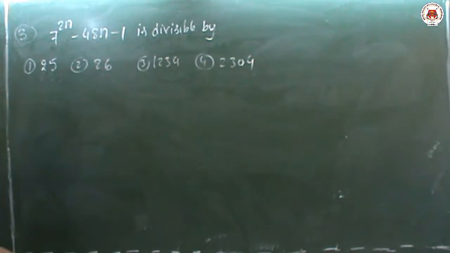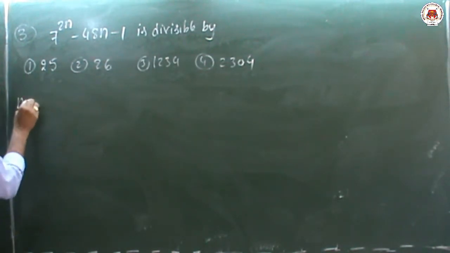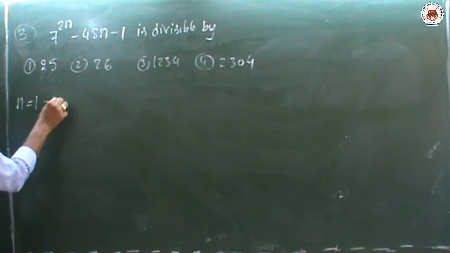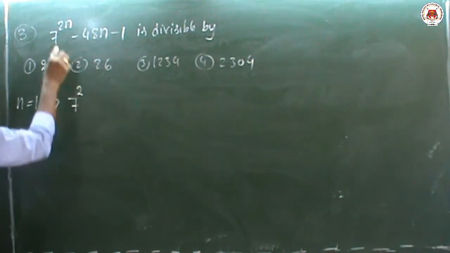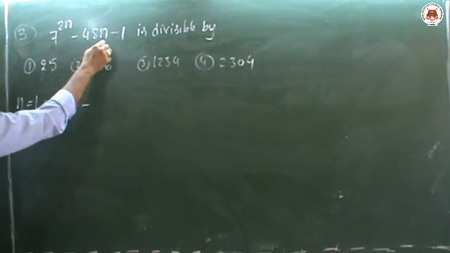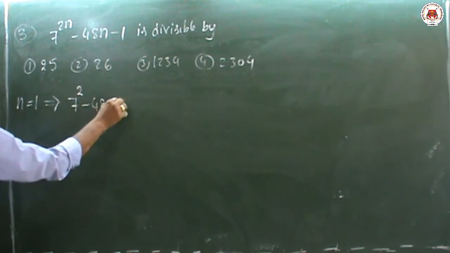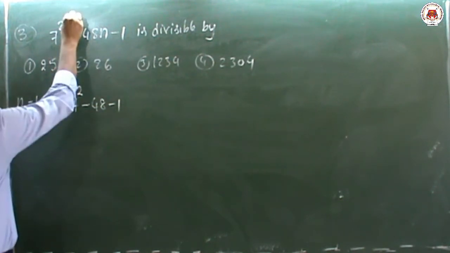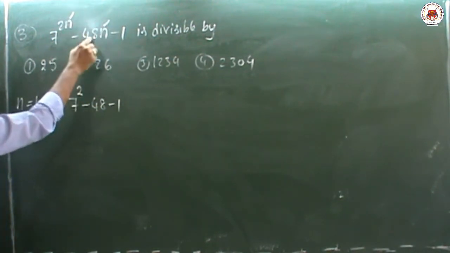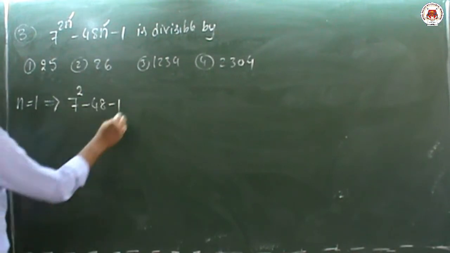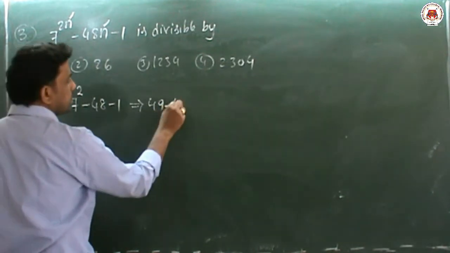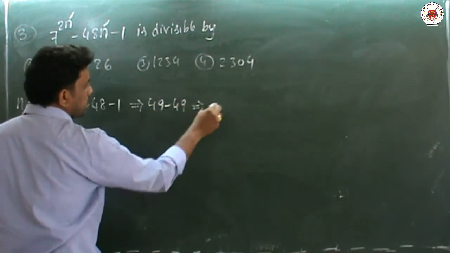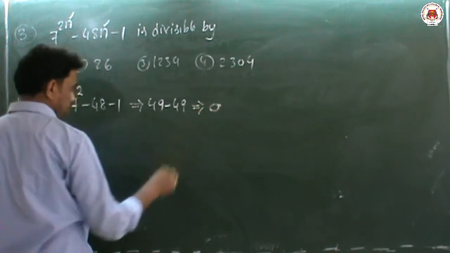I'll show the easy method. First you substitute n equal to 1. In the place of n you put 1: 7 to the power of 2 ones are 2, minus 48 ones are 48, minus 1. So we know 7 square means 49, minus 48, minus 1, is minus 49. 49 minus 49, what is the answer?